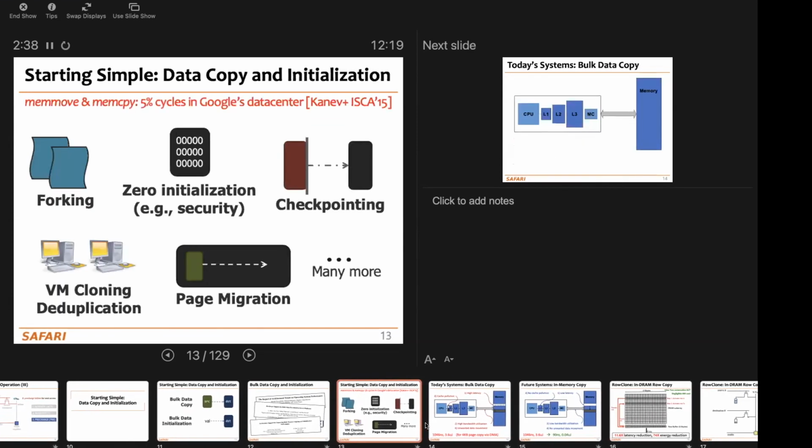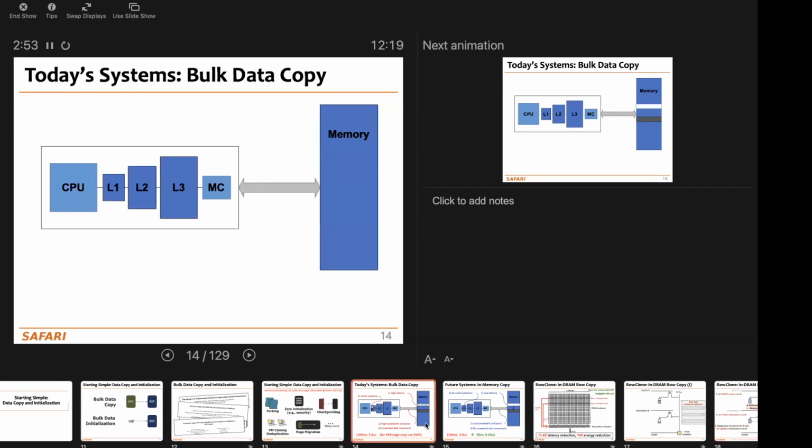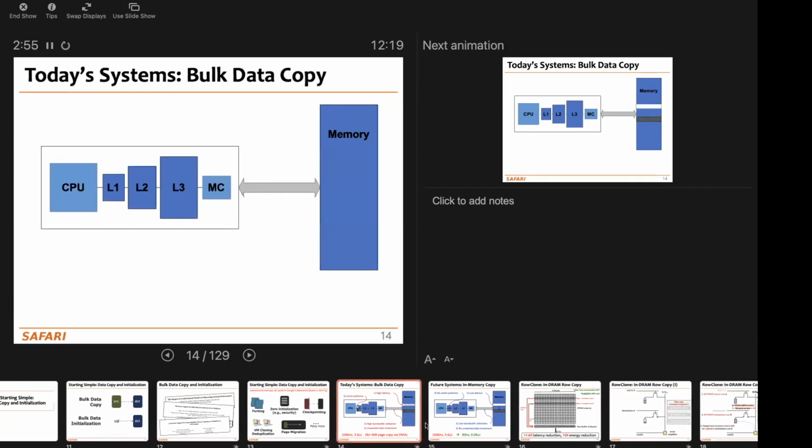In fact, a paper from 2015, ISCA 2015, from Google, for example, showed that memmove and memcopy take about 5% of the cycles in Google's data center. So that's in reality a lot, and that's why it really makes sense to optimize this bulk data copy.